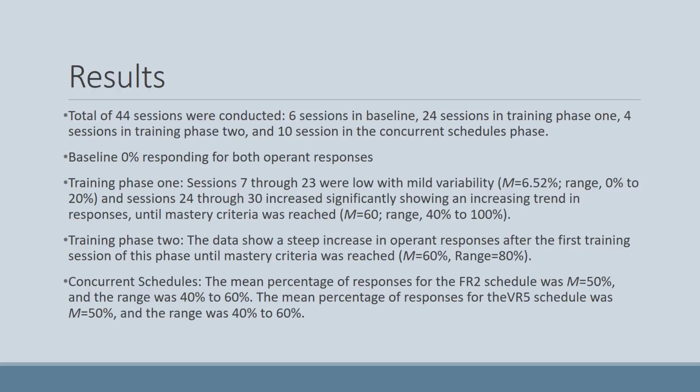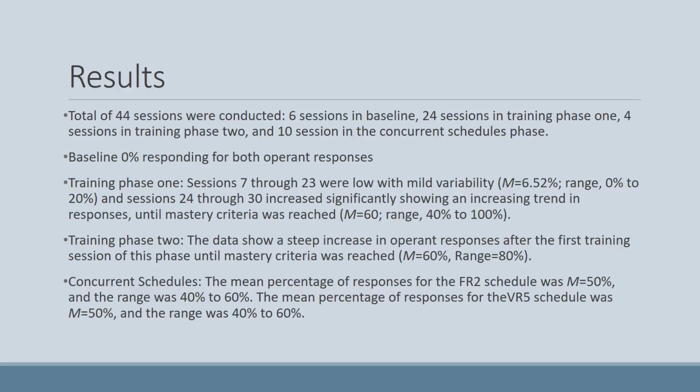Sessions 7 through 23 were low with mild variability. The mean was 6.52% responses for those initial trials. The range was 0 to 20%. Following that, sessions 24 through 30 increased significantly, showing an increasing trend in responses until mastery criteria was reached. The mean percentage of response was 60. The range was 40 to 100%.